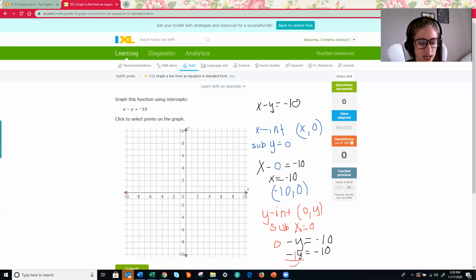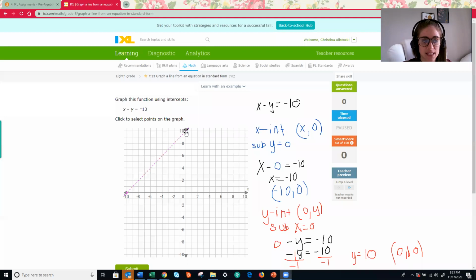So I can divide both sides by -1. A -1 divided by a -1 is a +1, which means we're left with y. And then -10 divided by -1 would be a +10. Which means our y-intercept is the point (0, 10). And yikes, that's sloppy. Sorry, guys. I'm struggling to write today.